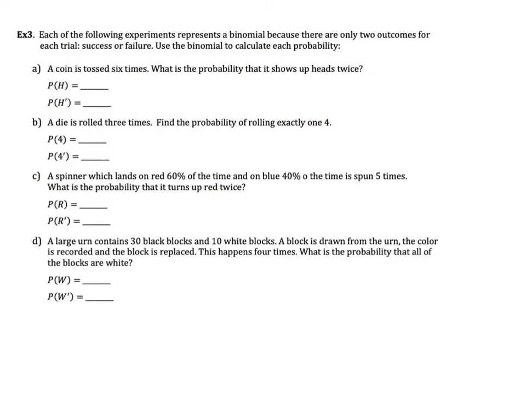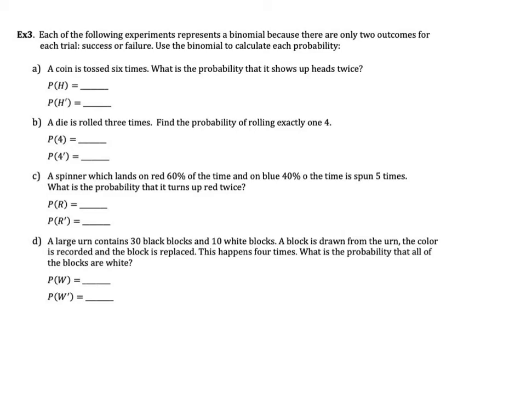All right, let's look at example 3. It says each of the following experiments represents a binomial because there are only 2 outcomes for each trial. You have success and you have failure. Use the binomial to calculate each probability. So a coin is tossed 6 times. What is the probability that it shows up heads twice?